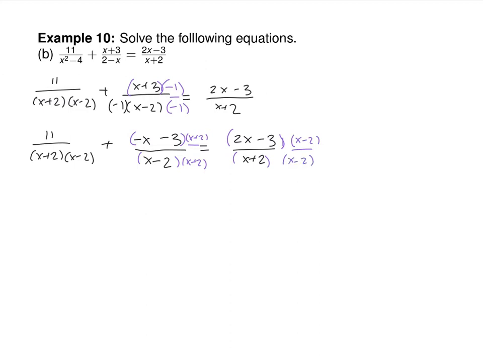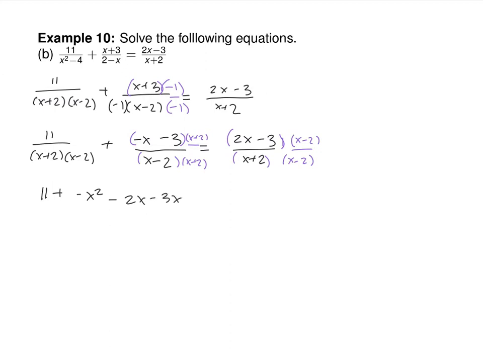Okay. So can I just forget that the denominators ever existed at this point in time? Yes, because I could multiply by it and it'd go away, right? So 11 plus, multiply the two things there together. So what do you get? Negative x squared minus 2x minus 3x, which is negative 5x.